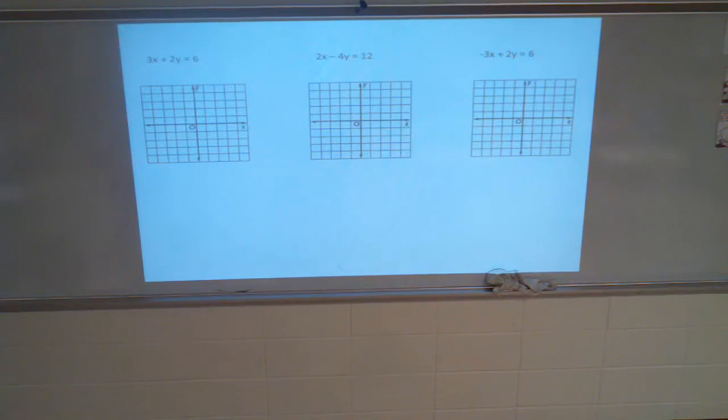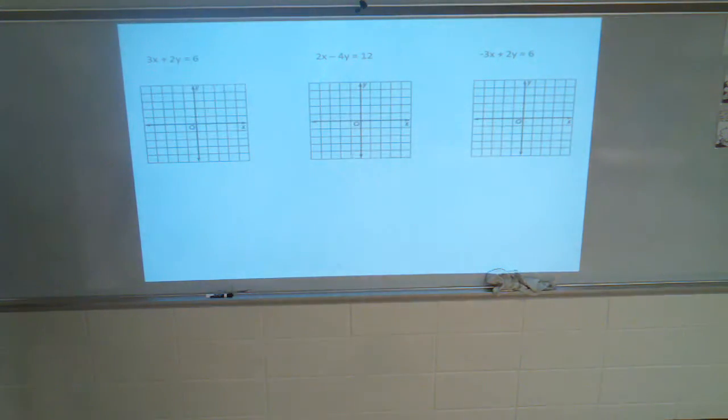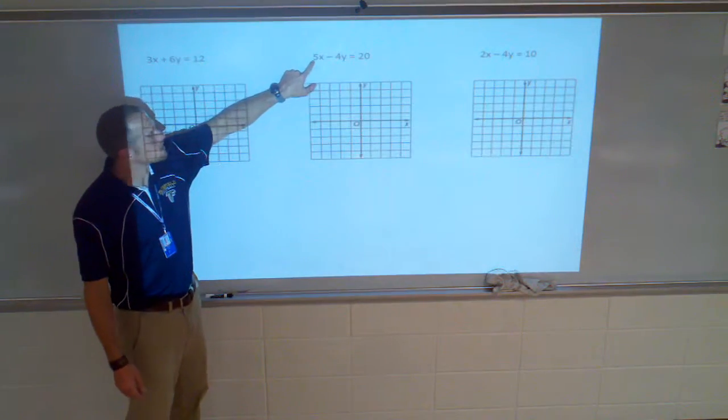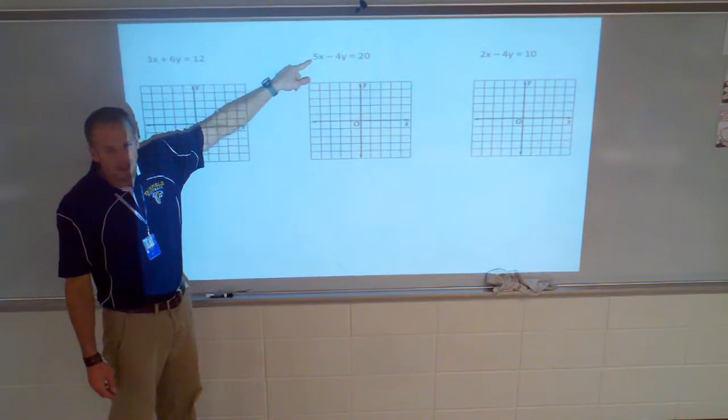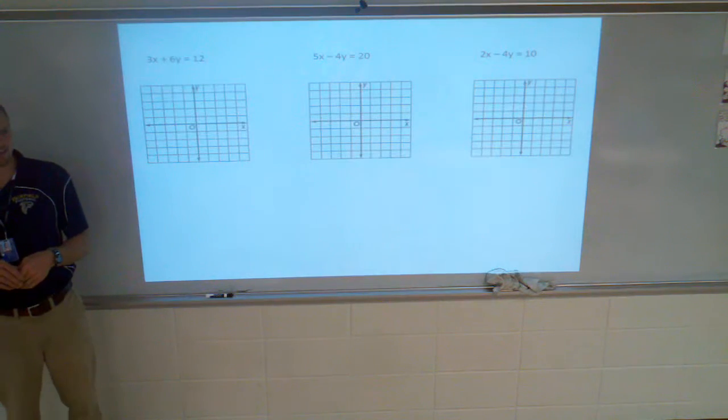All right, next thing. Go ahead and put your whiteboards away. Get out your graph boards. If you do not have a graph board, please grab one from another desk. And I would like for you to graph this middle one. 5x minus 4y equals 20.